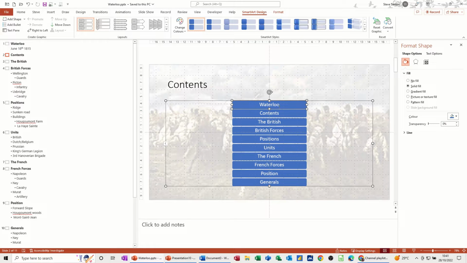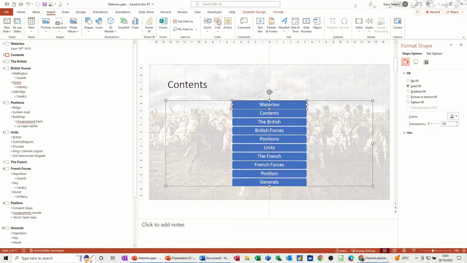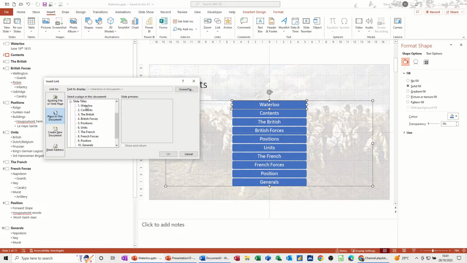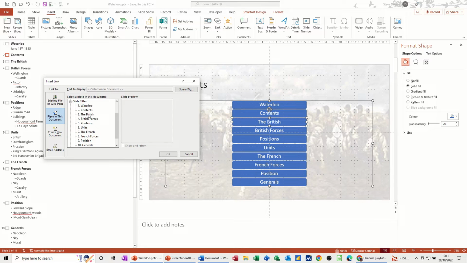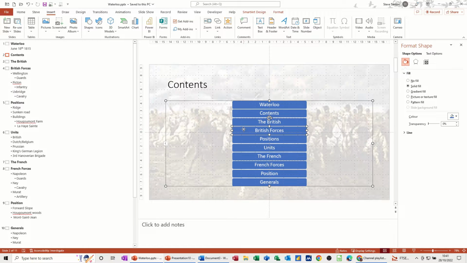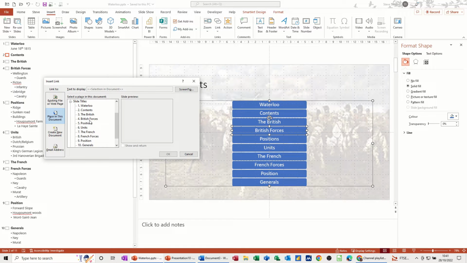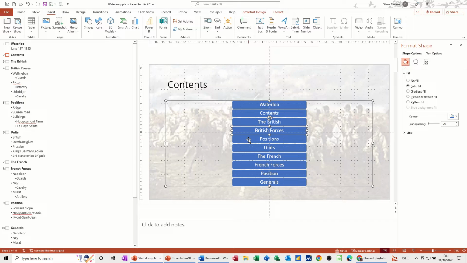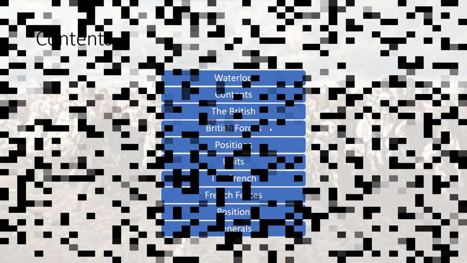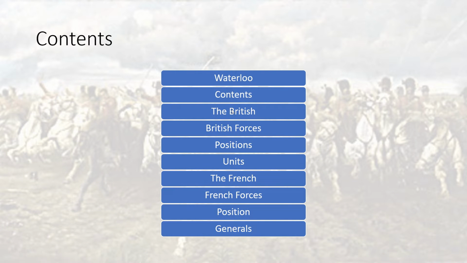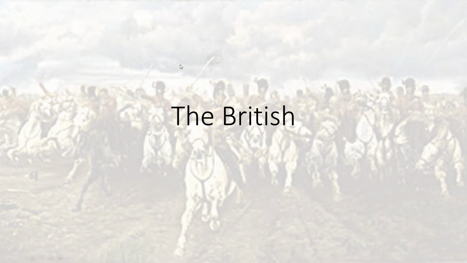And again, for each of these, if I go to Insert, Link, I can create a hyperlink. I don't need to do one for that one because it's the same for each of these. So that's the British, okay, hyperlink, British forces. So I'll do the rest. So I've created hyperlinks for all of those. So if I put that into full screen, click on the British, it goes to the British slide.